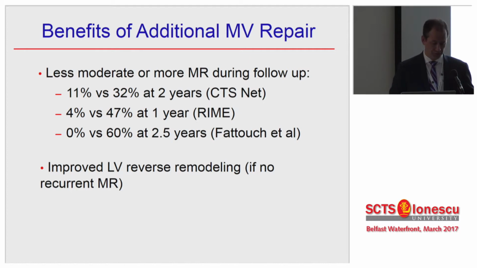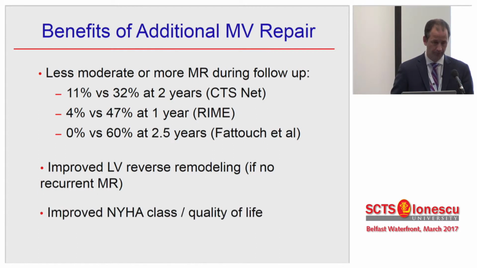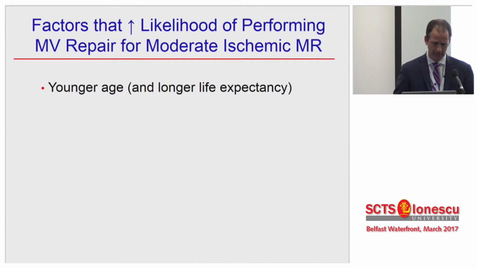Some of those studies also show improved reverse remodeling, like I showed you. That's in the RHYME study and in the Fatouche Italian study, but that was not demonstrated in the CTSNet randomized trial. They all show some benefit on quality of life for concomitant mitral repair, but none of them show a survival benefit, and neither have large retrospective series. And this is the one main reason why we do not get many of these patients sent to us as cardiac surgeons from our cardiology colleagues. They do not see an obvious benefit to surgery.